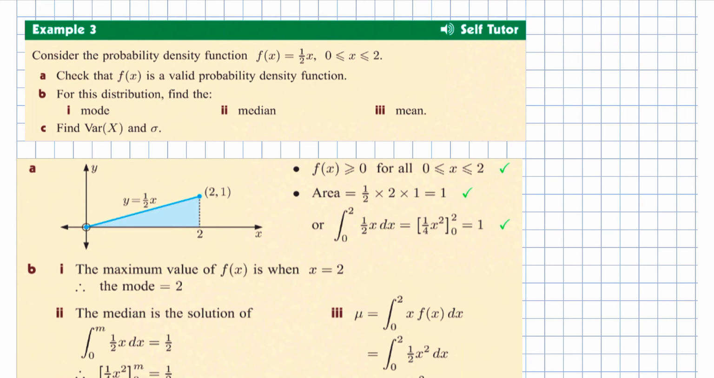Or they've gone through using integral. Obviously, both equal 1. Okay, so the area is equal to 1. It's a probability density function. That's fine. It then asks us to find these things.